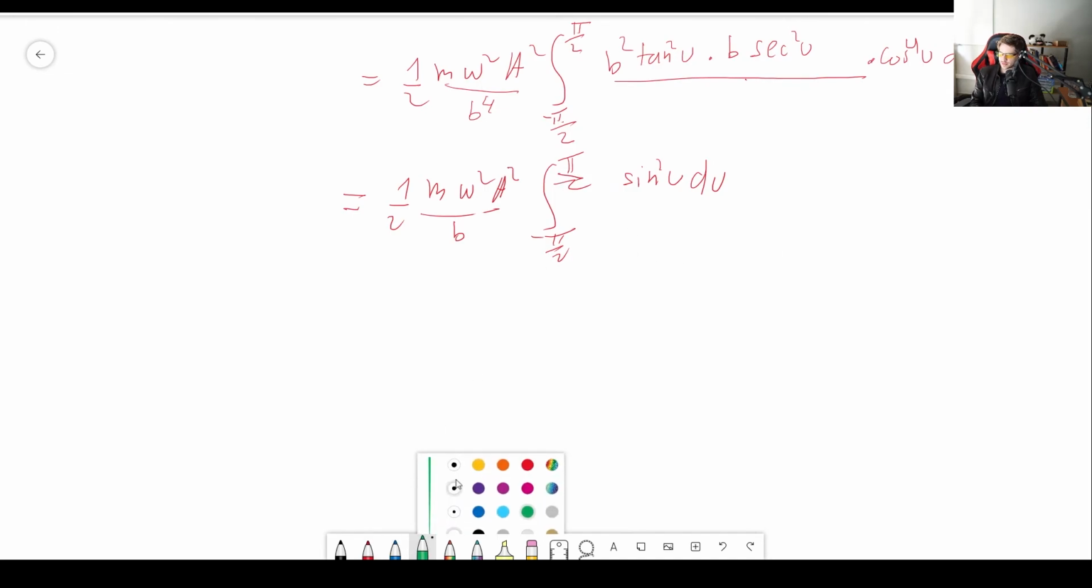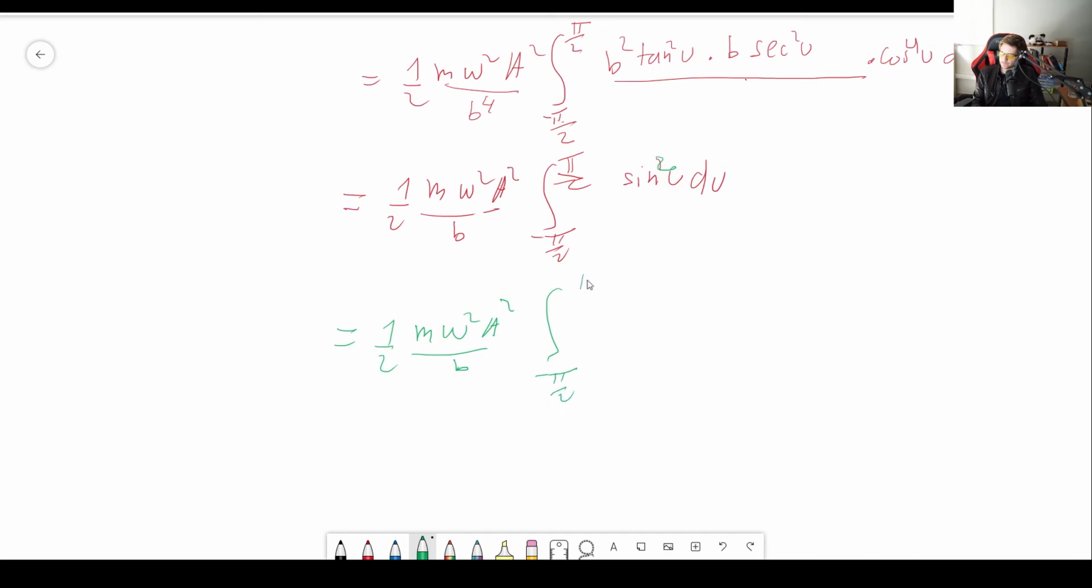So what next? Now we have to integrate this thing right here, the sine squared. And this is going to be exactly the same as when we integrated the cosine squared, except for the minus sign, right? Because sine squared of u is simply 1 minus cosine of 2u, over 2. This is an incredibly important identity, as you can see.